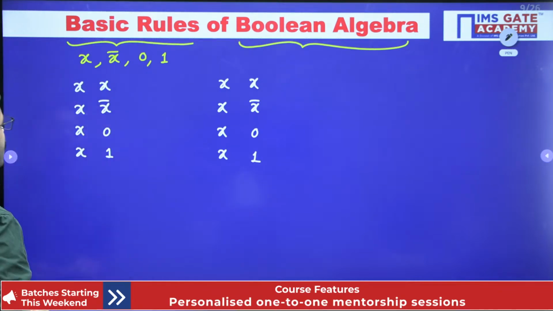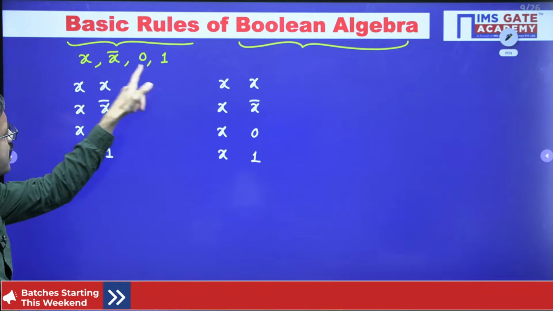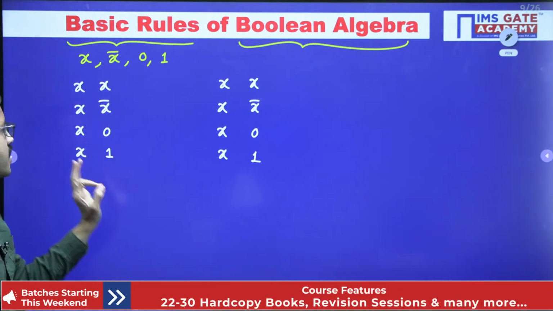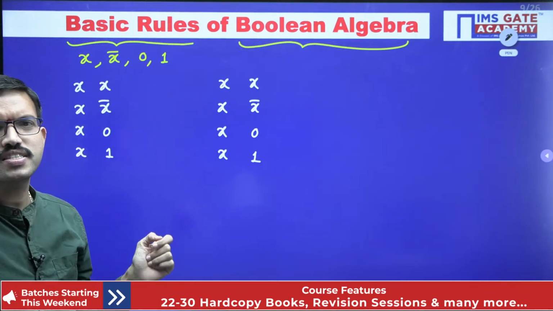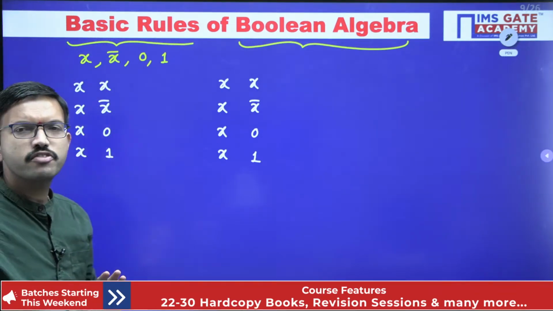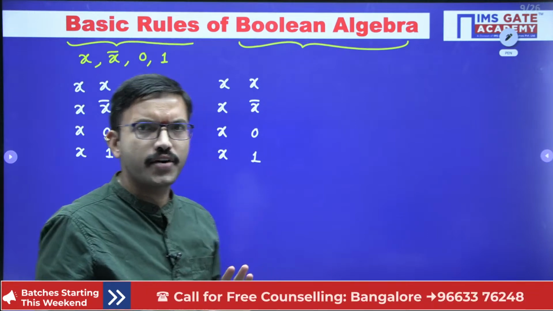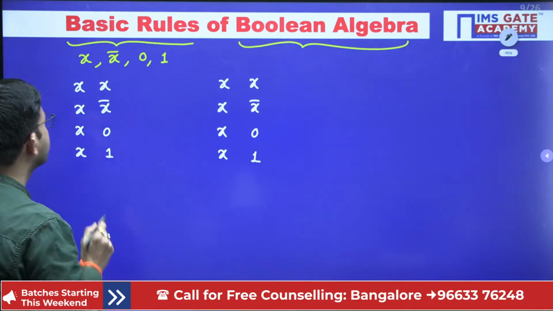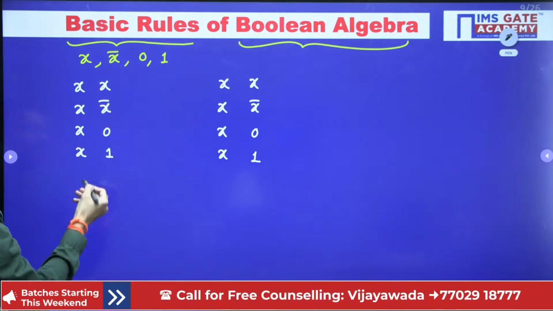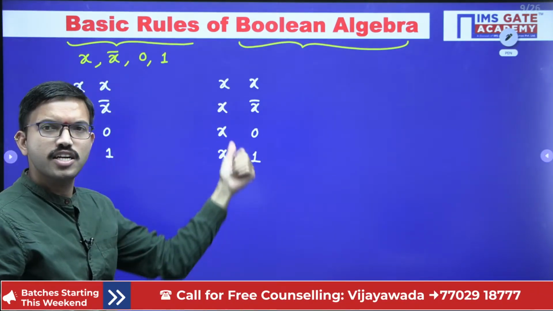Right. I have considered one of the variables as x, and the other variable can be one among these four. Just now we mentioned that whenever you have two variables, we can perform either logical AND or logical OR. These are the two possible basic binary operations. So for the timing, here I will consider logical AND, and here I will consider logical OR.